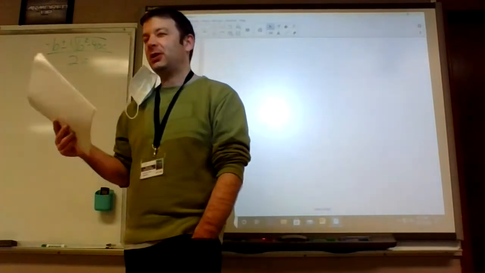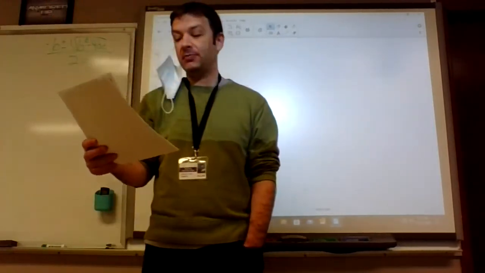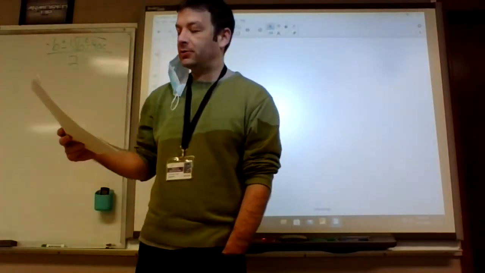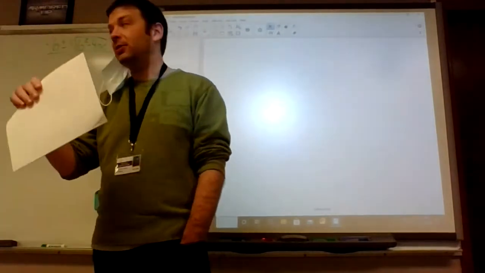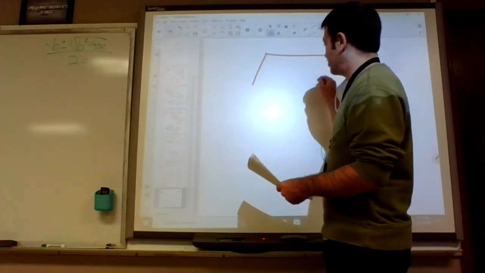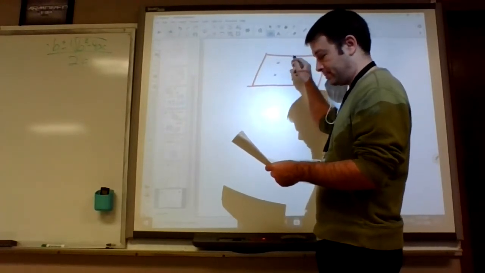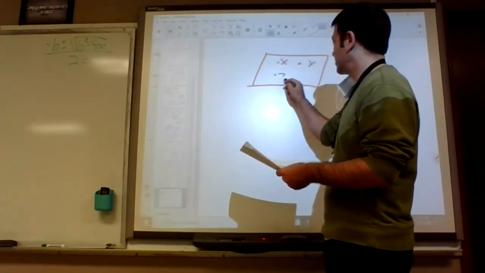Number 7, if they just put a letter, that means it's just a point. So you just put a dot P for number 7. Number 8, to draw a plane, you just draw a little parallelogram. And it doesn't really matter where you put those points on the plane. You could put them on the corners, or you can just put them, you know, X, Y, Z.